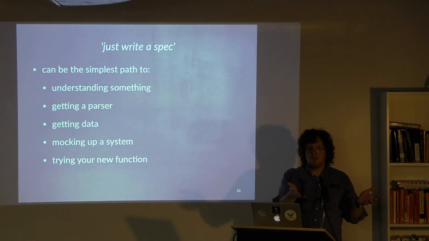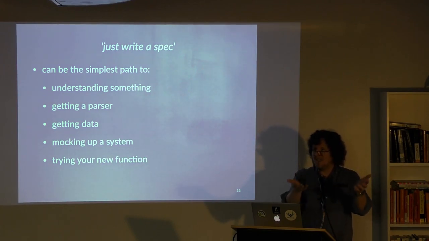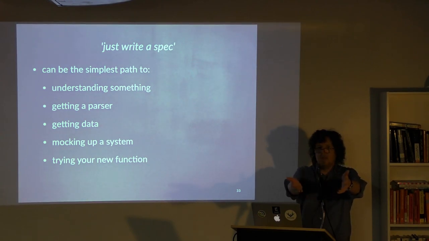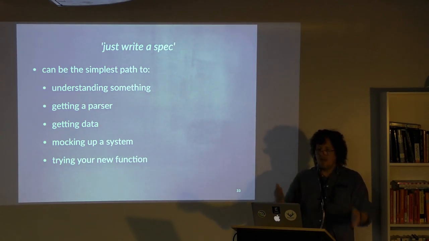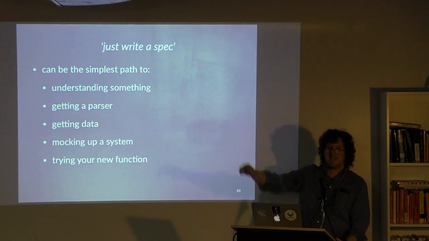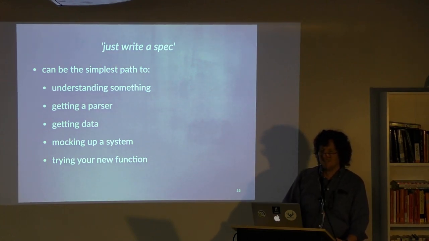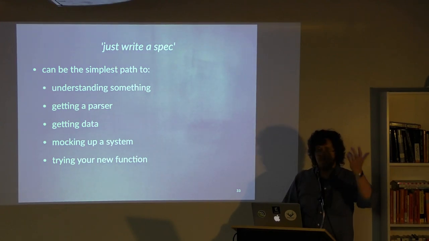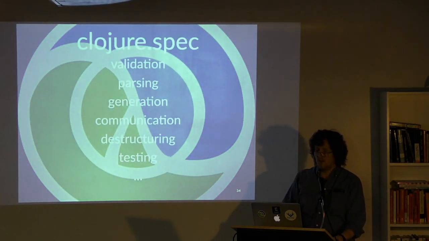I have some function somebody wrote, and the docs are terrible. I think it does this. Well, spec it, and then run check on it. It does, or no, it doesn't do that. That fails. Maybe it's broken. Maybe I don't want to use this library. It doesn't work. You can get data. You can mock up a system. You can pretend you have wires and other people to talk to when you don't. You can just try out the thing that you just wrote.